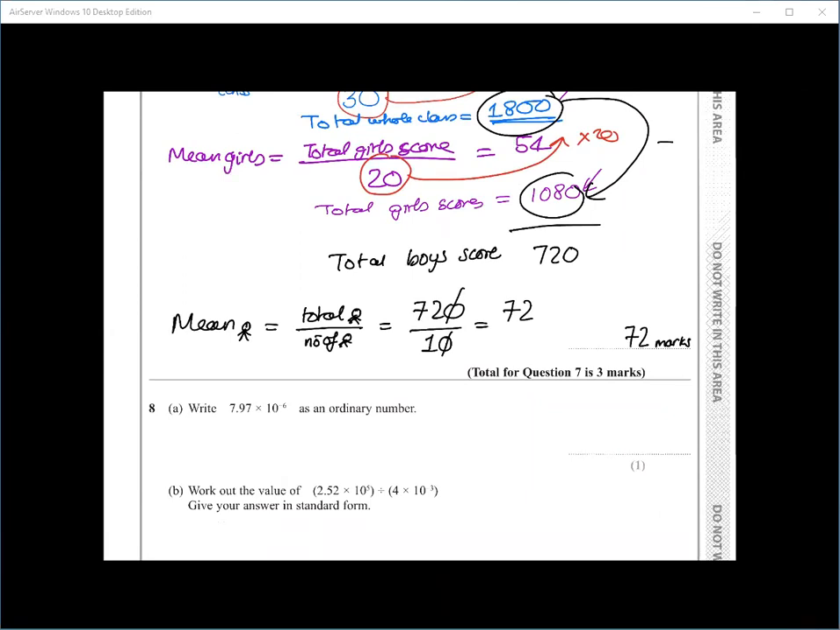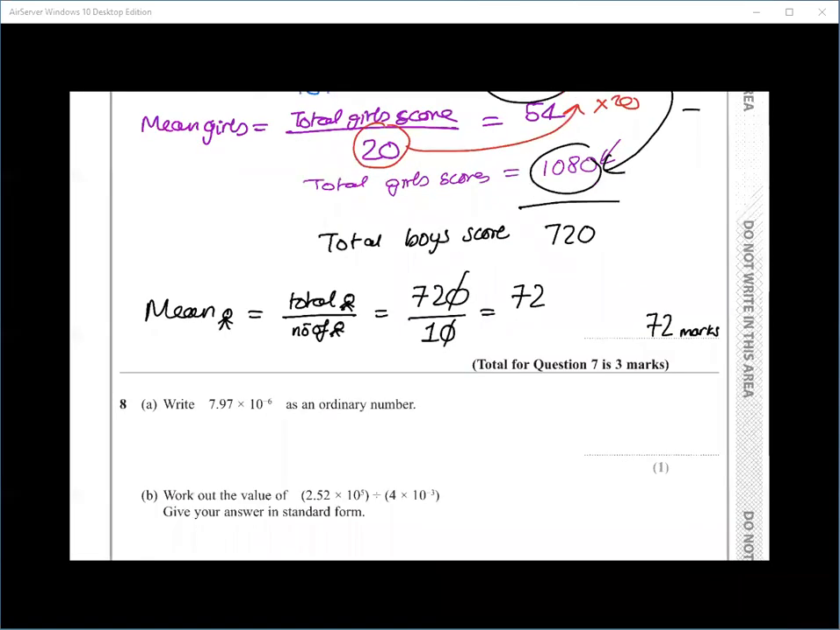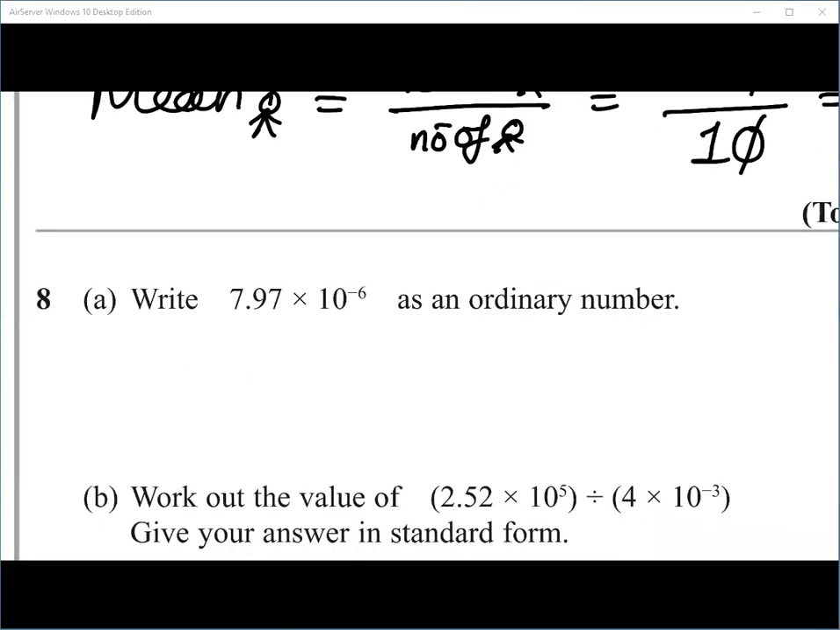Write 7.97 times 10 to the power of minus 6 as an ordinary number. Okay, so how do we change this into a normal number? You would get the decimal point and move it to the left hand side 6 times. Okay, 1, 2, 3, 4, 5, and 6.